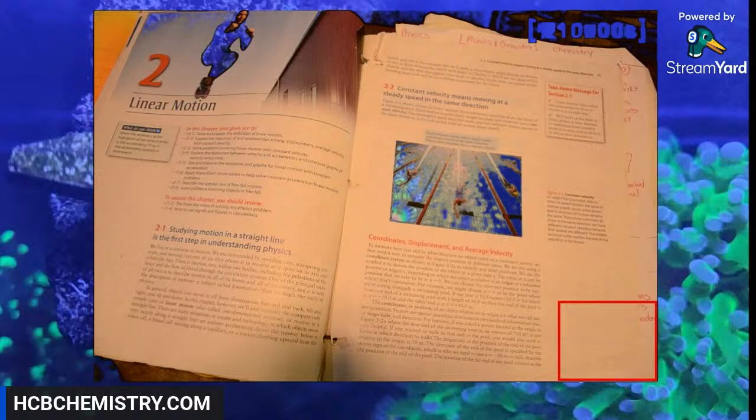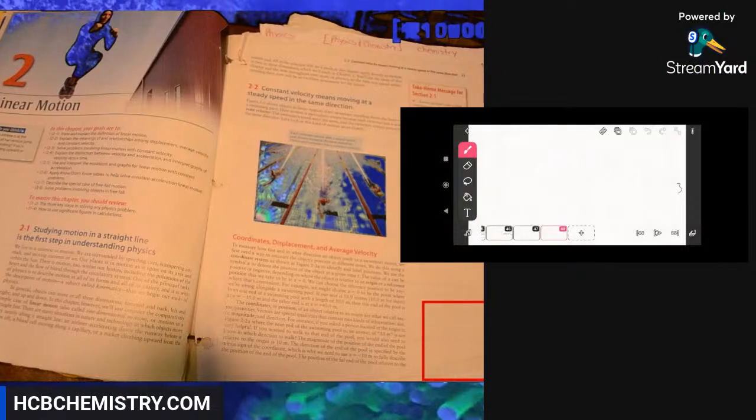All right, so I'm gonna bring out my notepad, and before we continue on with chapter 2, linear motion, we're gonna look at some new scientific units. I'm just gonna put them down, and then next time we'll solve it.